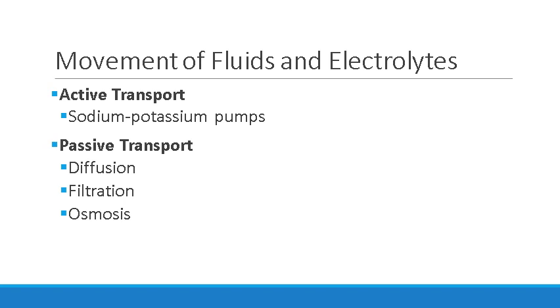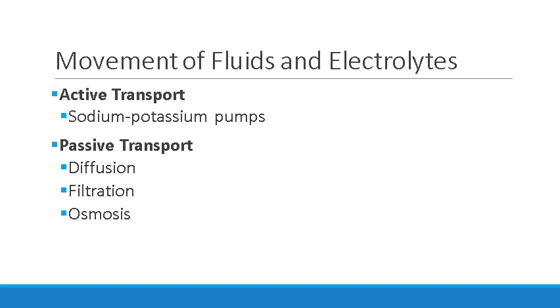Movement of fluids and electrolytes in our body. So fluids and electrolytes can move by active transport through sodium-potassium pumps. These sodium-potassium pumps cause sodium to move out of cells and potassium to move into cells. Okay, sodium to move out of cells, potassium to move into cells. Fluids can also move by passive transport through diffusion. Diffusion is the movement of a substance from an area of high concentration to an area of low concentration.